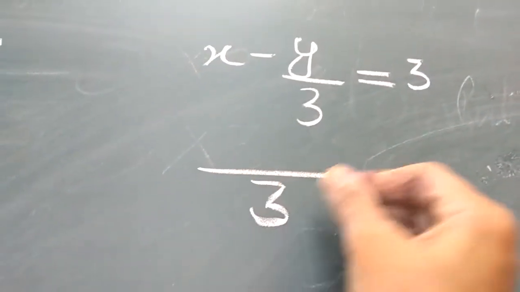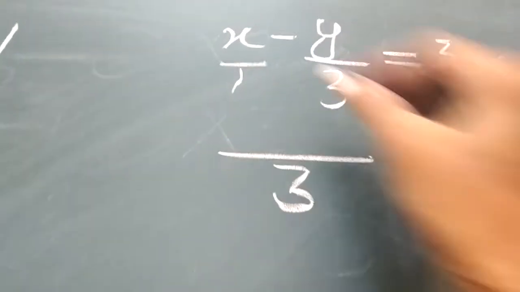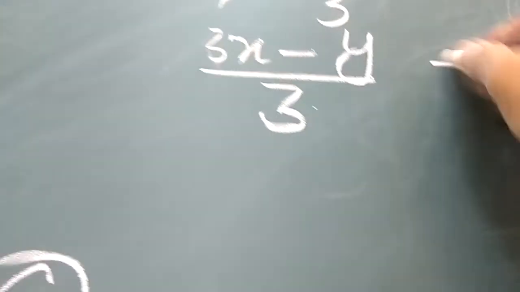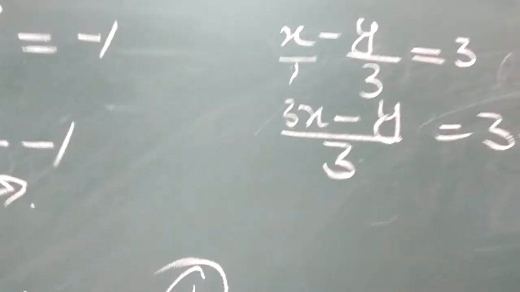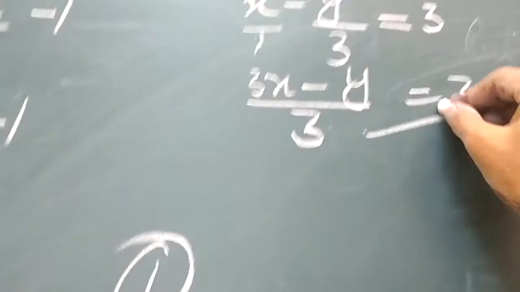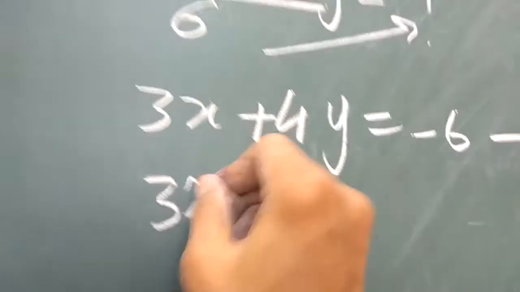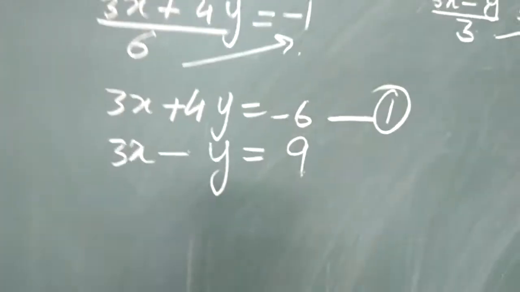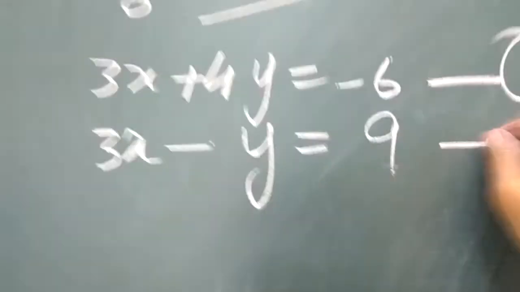Similarly, you can solve the second equation. Take LCM 3. Here nothing is there, that means 1. 1 3s are 3. 3 into x, 3x minus y is equal to 3. So the second equation will become 3x minus y is equal to 3 3s are 9. So in this way you'll get the second equation.